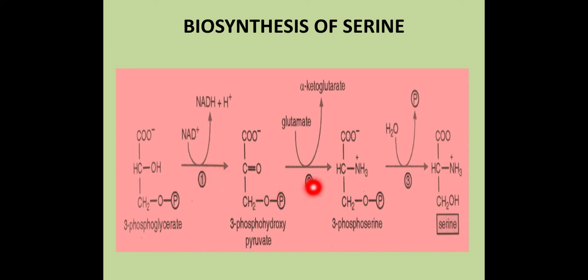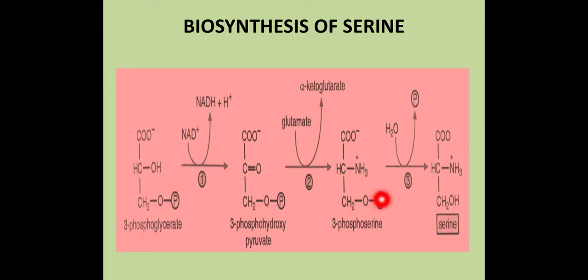In the next step, second, this 3-phosphohydroxypyruvate is transaminated by the enzyme phosphoserine aminotransferase, and it produces 3-phosphoserine. Glutamate is the donor of the ammonia group in this transamination reaction.